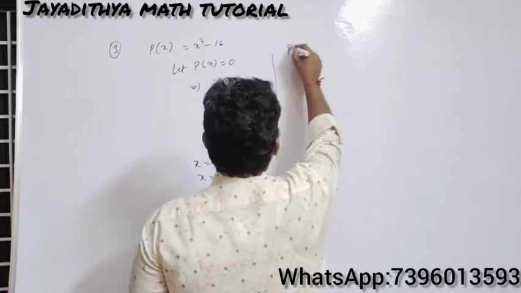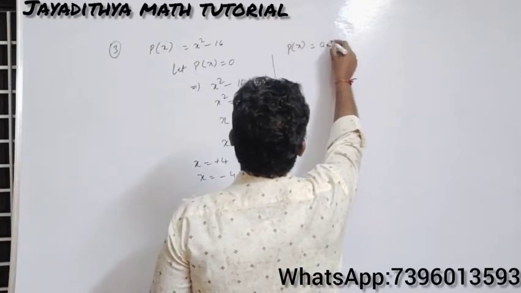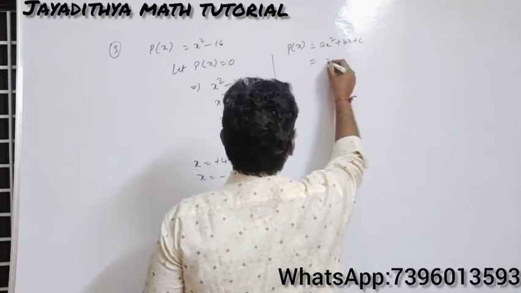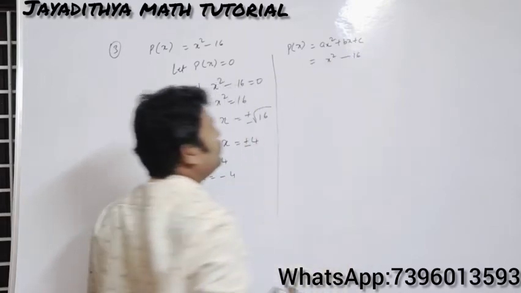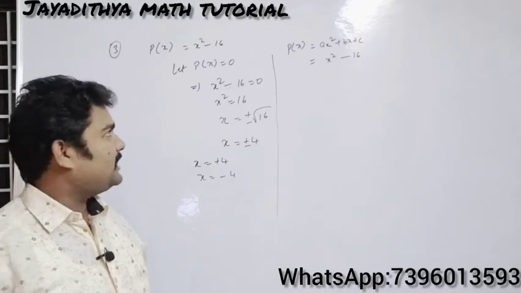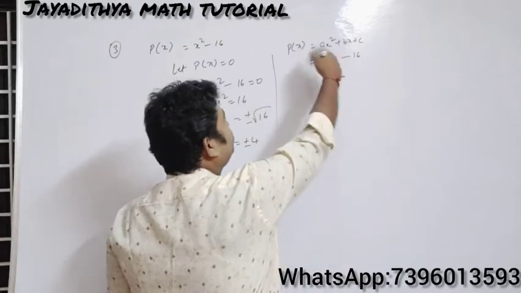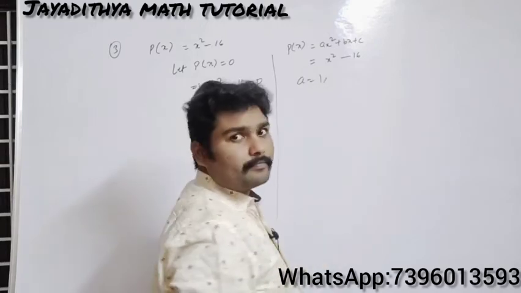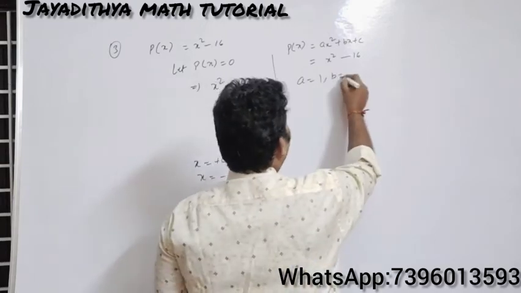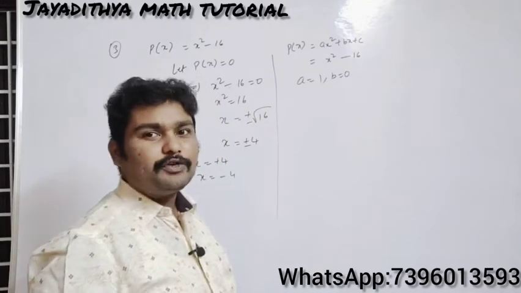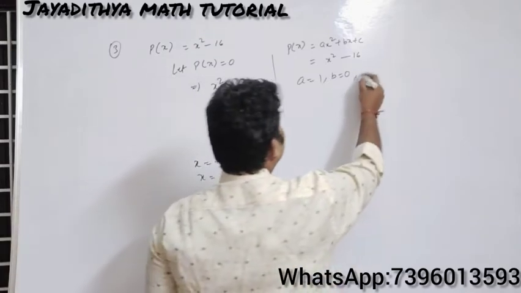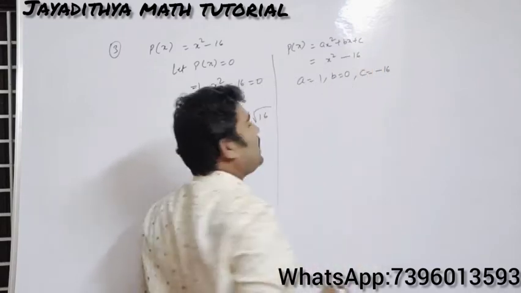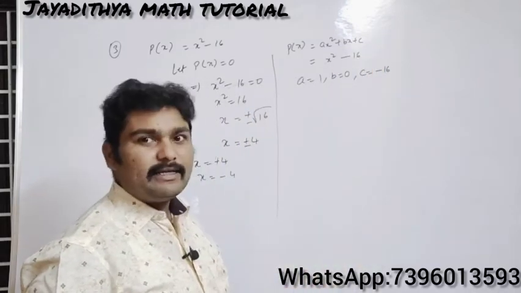So you should compare this one with the general form, that is ax square plus bx plus c. So this is in the form x square minus 16. We don't have an x term there. If you compare with the general form, the a value will be 1, and b is equal to 0. Why? Because we don't have an x term, so you will be taking b as 0, and c will be how much? It is minus 16. Here we have minus, so you need to take minus 16.